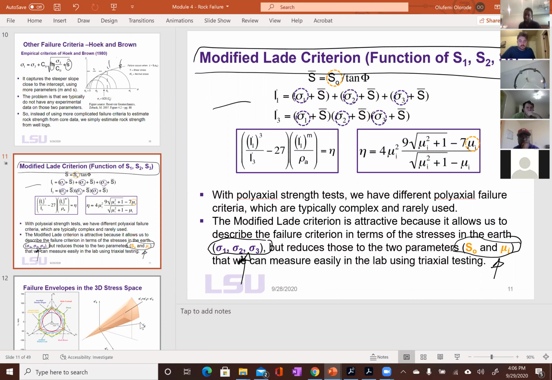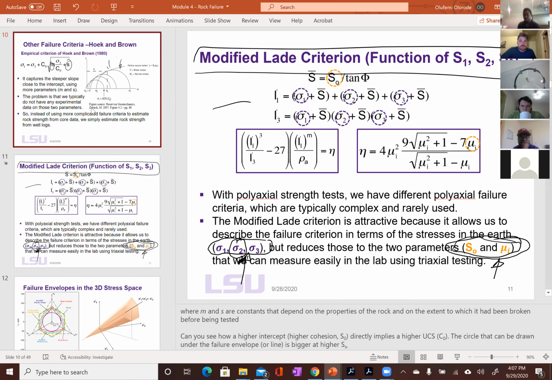You can relate stress conditions, including intermediate stress conditions in the earth, to these values which you measure in the lab. And you already know, as long as you're still doing a triaxial test, you really have no measurement for S2. You're assuming S2 equals S3. So that's the advantage of the modified Lade.